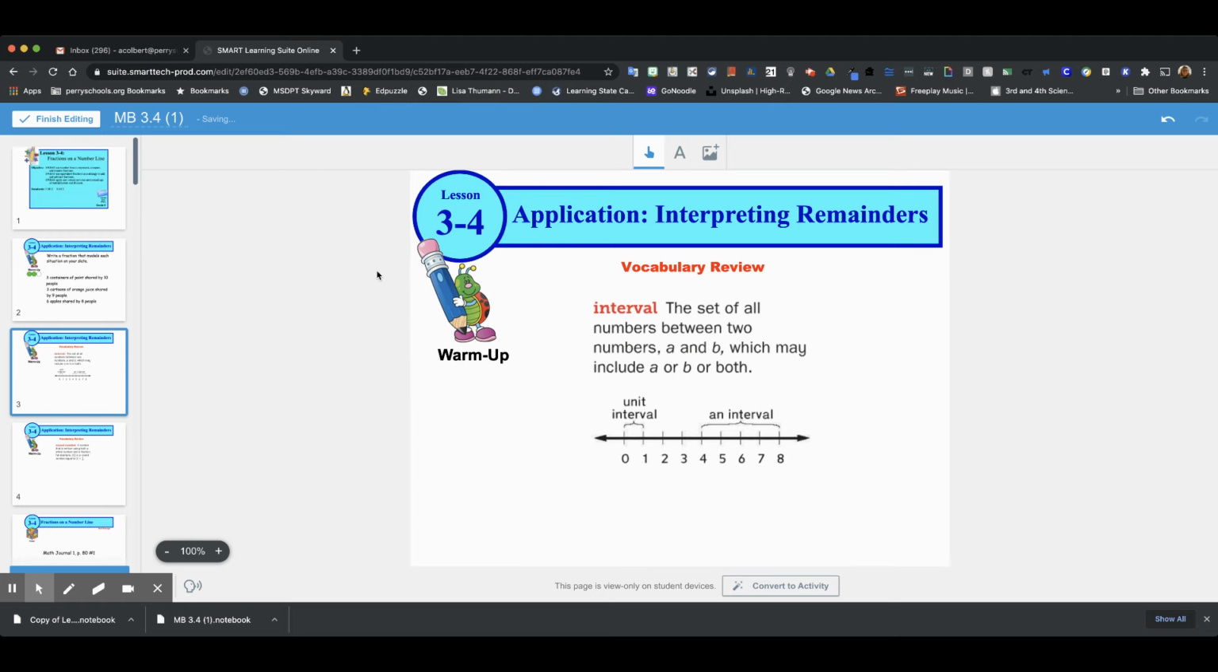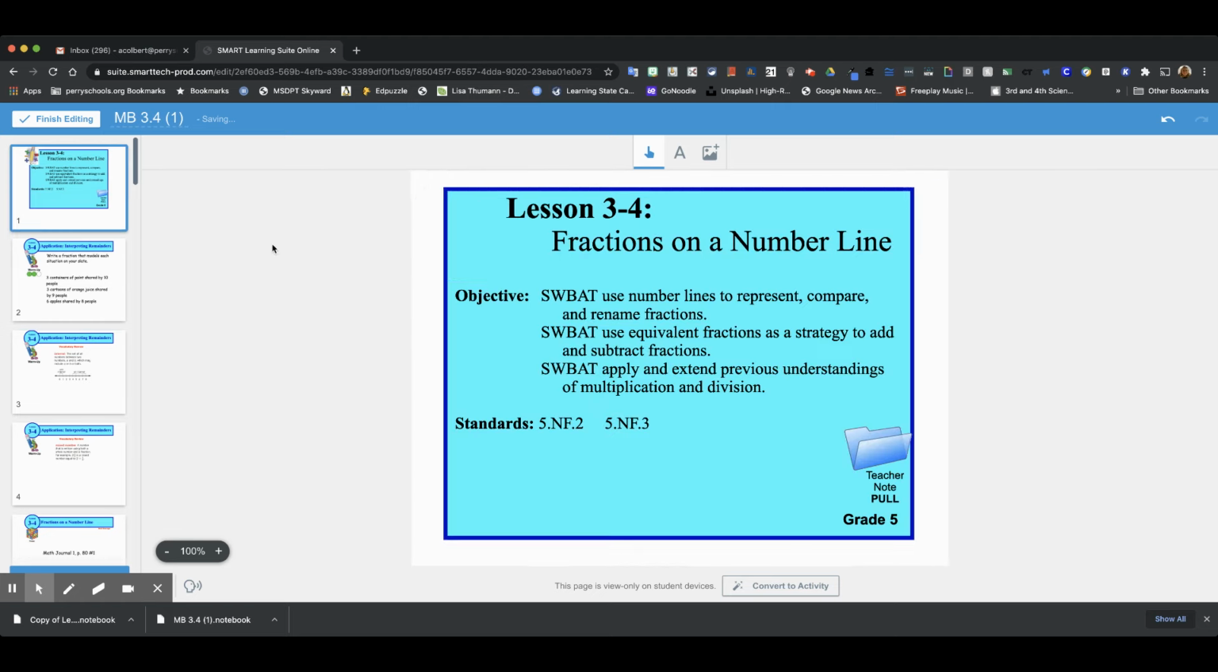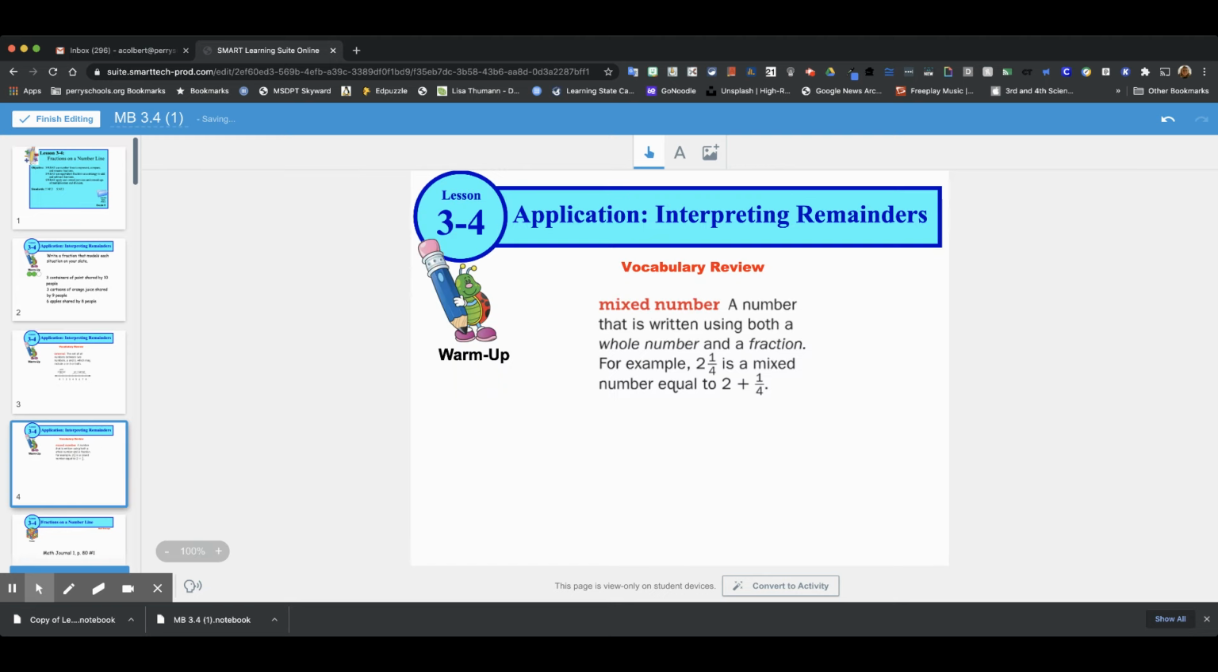You'll notice that should be changed. The application, we're not interpreting remainders right now. We are doing fractions on a number line. I'm not sure why these 2 slides didn't fix. My apologies. And we've talked about mixed number before. Remember, a mixed number is a whole number and a fraction combined.